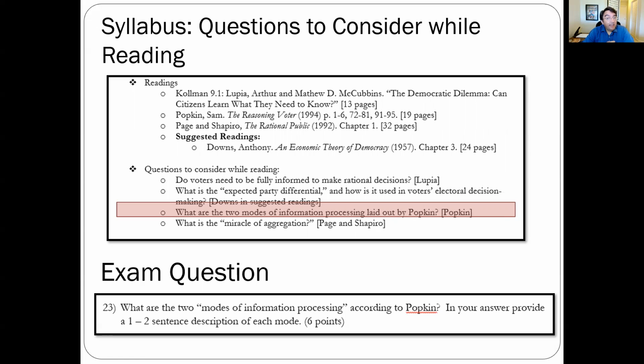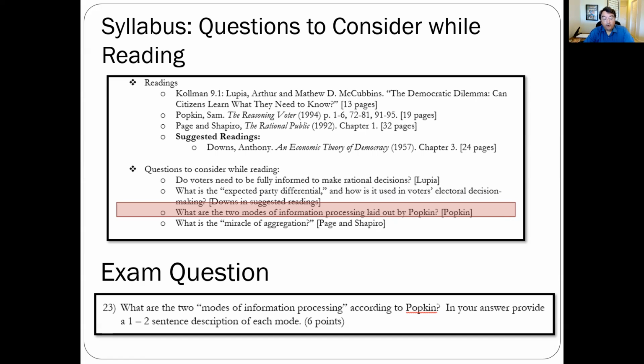And so here, as you're reading, maybe in your notebook, just write down the answer to the question to consider while reading. And then when you're studying for the midterm or final exam later on, you can refer to your notes and almost start your way onto a study guide.